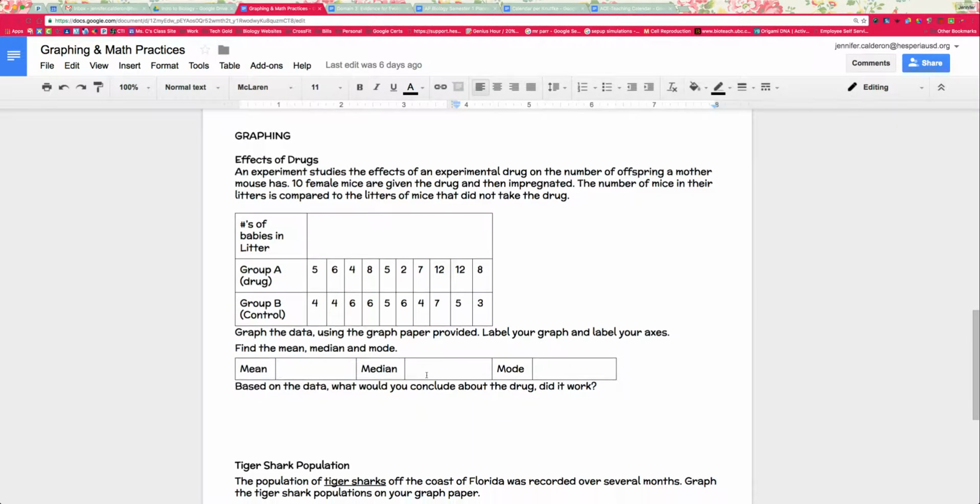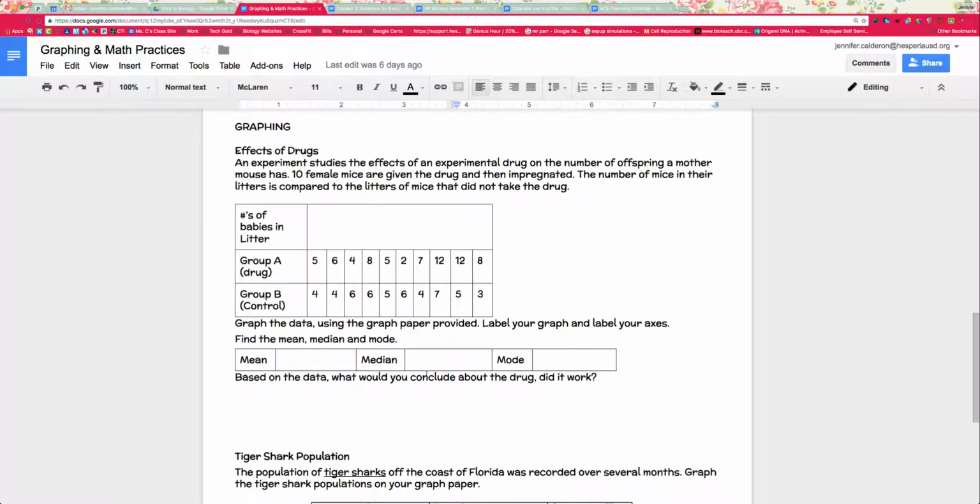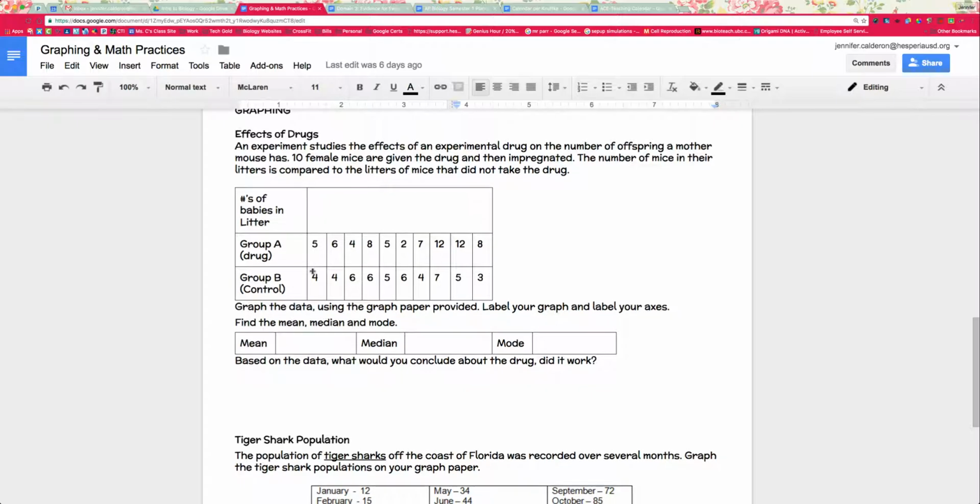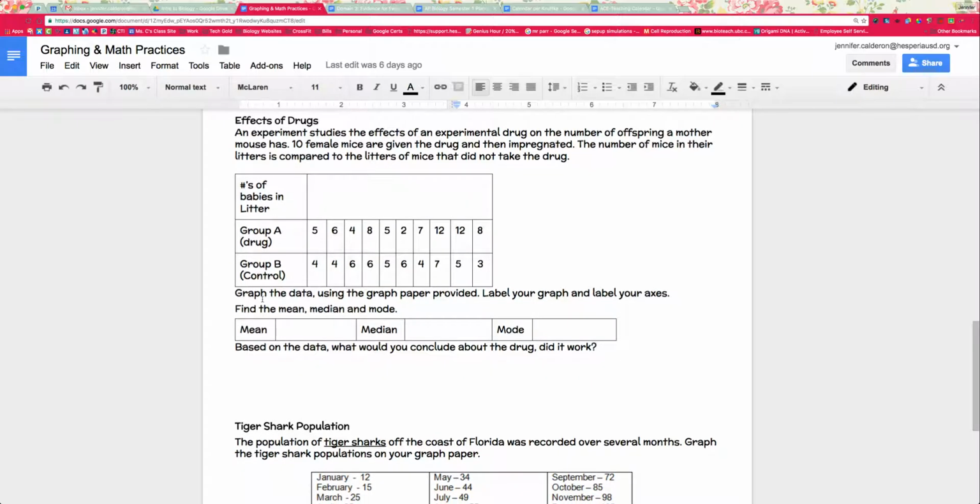Now for the graphing, I did provide you one piece of graph paper. If you have your own or you just want to do it on line paper, that's completely okay. So the first thing here is you're going to graph this information. You can choose to graph it as a line graph or bar graph. Again, it's your choice, and I'll explain which is better after. It says graph the data using your graph paper, label your graph, and label your axes. Then you're going to find the mean, median, and mode.